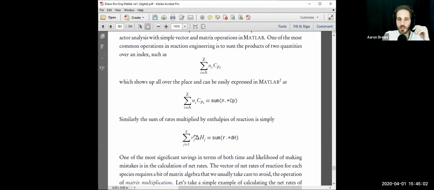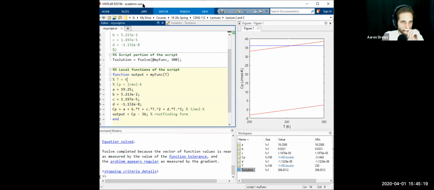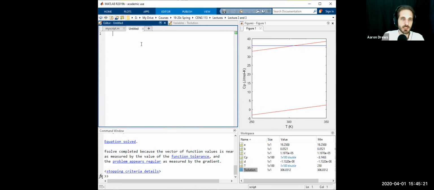So let's take a quick look at how we can use something like this to calculate those enthalpies of reaction, Gibbs energies of reaction, using MATLAB much more quickly than we would otherwise need to do. So I'm going to switch back over to MATLAB here really quick. Give myself a quick script here.